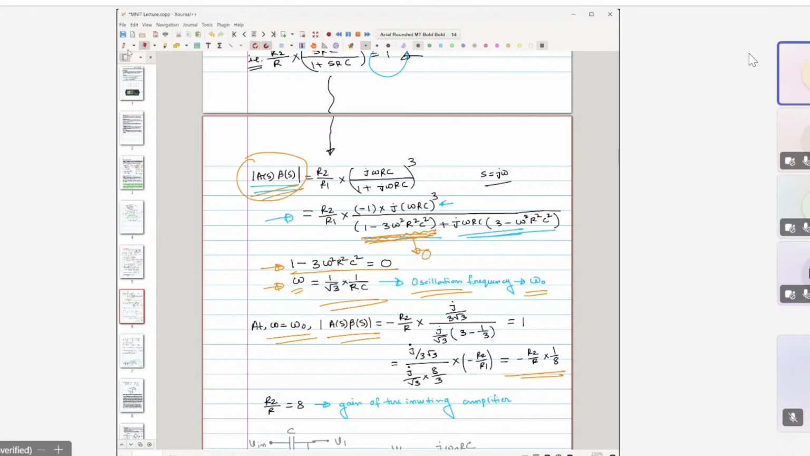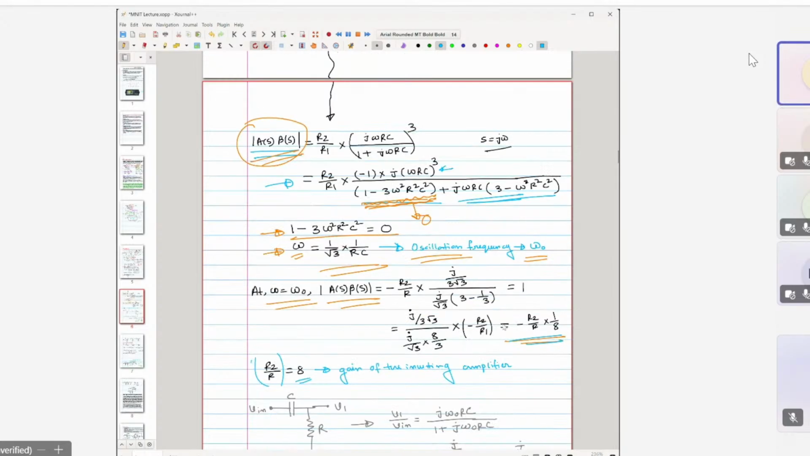So that means this part has to be equal to 1. So how can you make this part equal to 1? If we choose this R2 by R value equal to 8, then 8 into 1 by 8 would make it equal to 1. And remember the negative sign we have already taken care of earlier. So that gives us the criteria for how we should design this amplifier part.